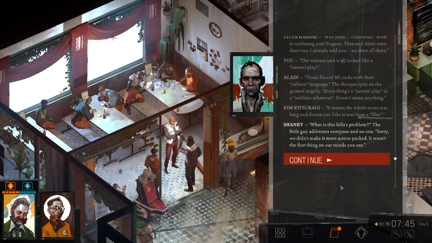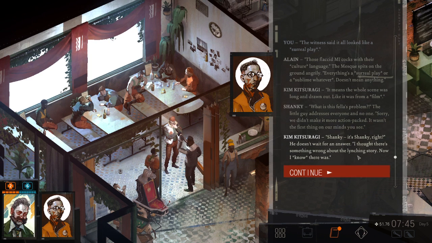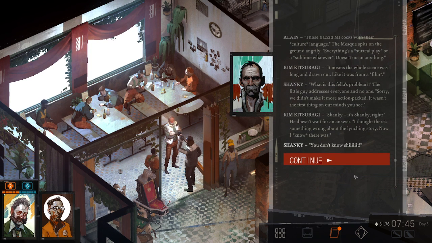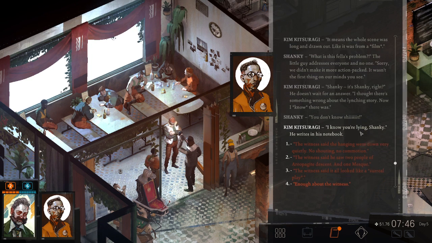What is this fella's problem? The little guy addresses everyone and no one. We didn't make it more action-packed. It wasn't the first thing on our minds, you see? Shanky, it's Shanky, right? He doesn't wait for an answer. There's something wrong about the lynching story. Now I know there was. You don't know shit. I know you are lying, Shanky.